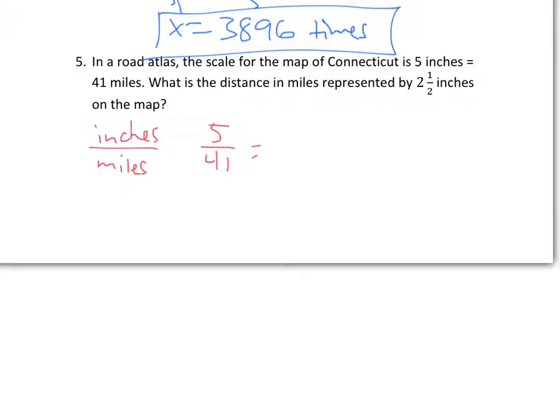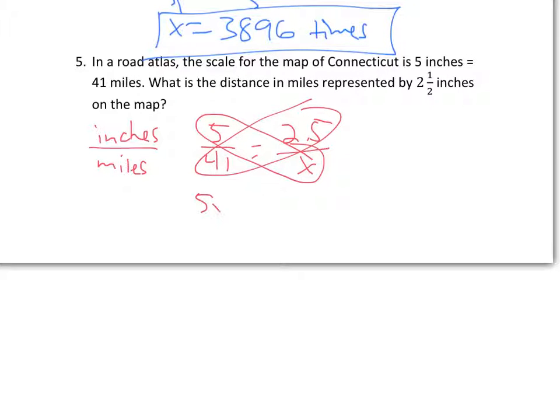So what distance in miles represents 2.5 inches on the map? 2.5 over x. When you cross multiply here, you're going to get 5x equals 2.5 times 41, which is 102.5. And then divide by 5 to get your x by itself. So x equals 20.5. That's it.